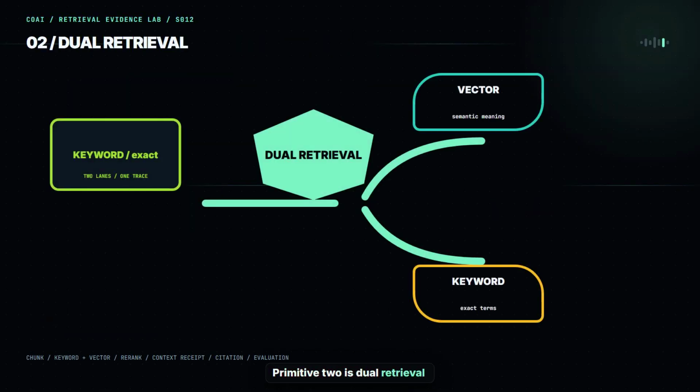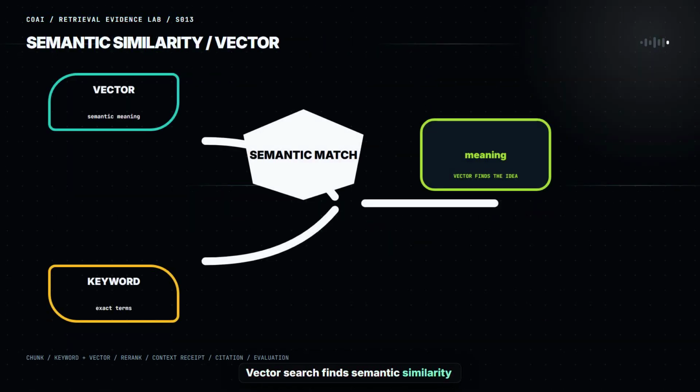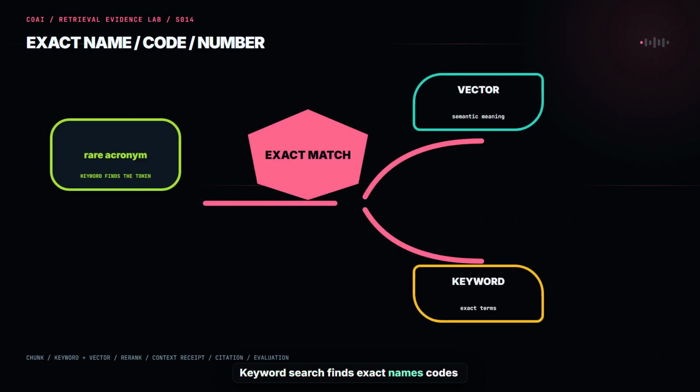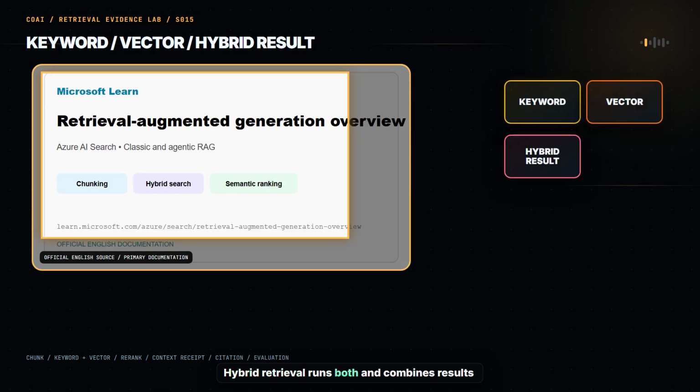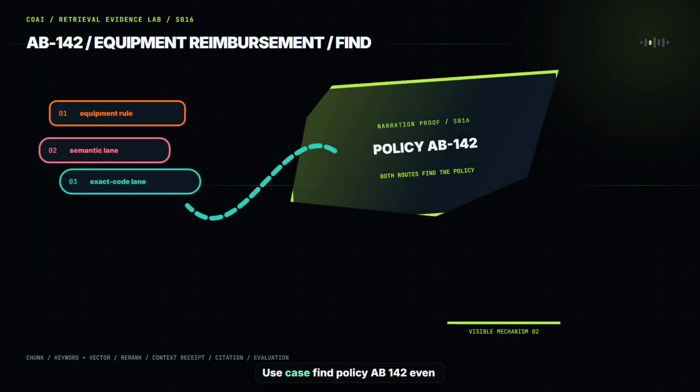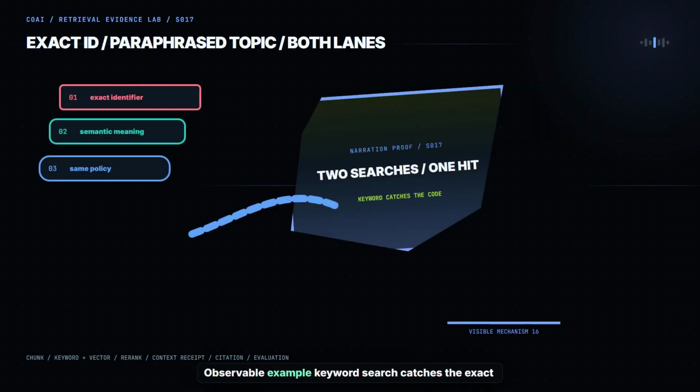Primitive 2 is dual retrieval. Vector search finds semantic similarity. Keyword search finds exact names, codes, numbers, and rare terms. Hybrid retrieval runs both and combines results. Use case: find policy AB 142 even when the user asks about the equipment reimbursement rule. Observable example: keyword search catches the exact identifier while vector search catches the paraphrase topic.